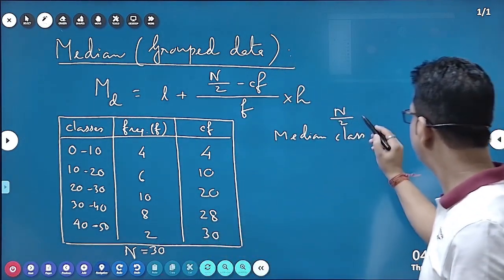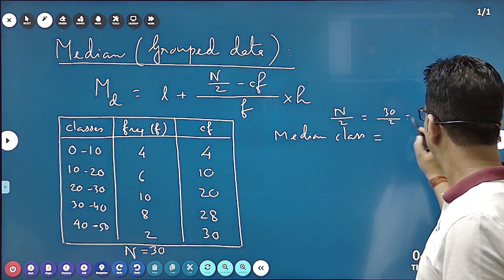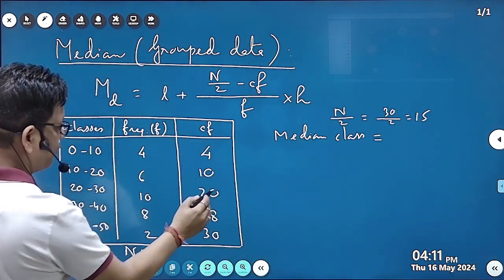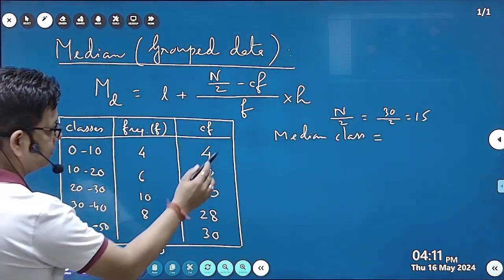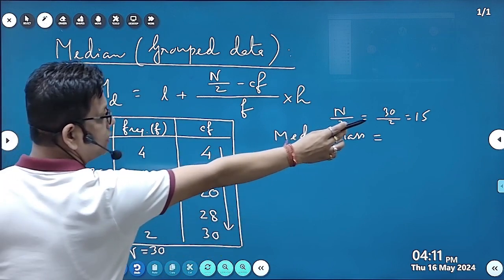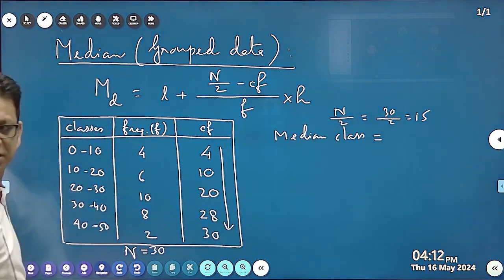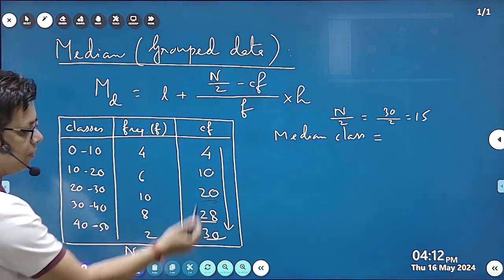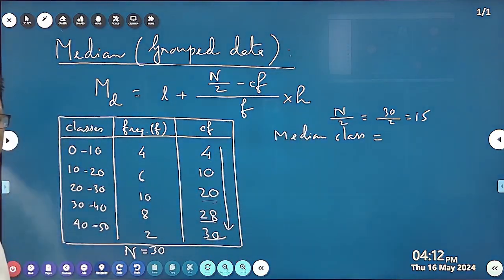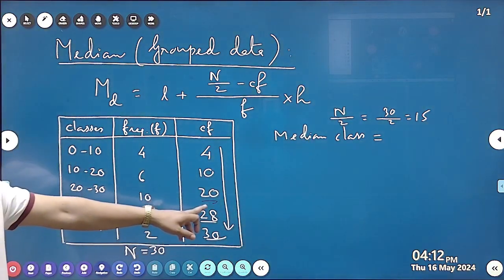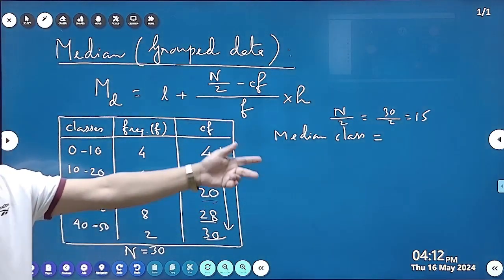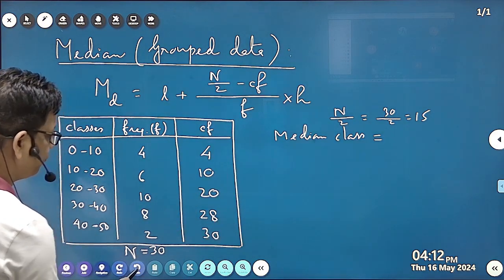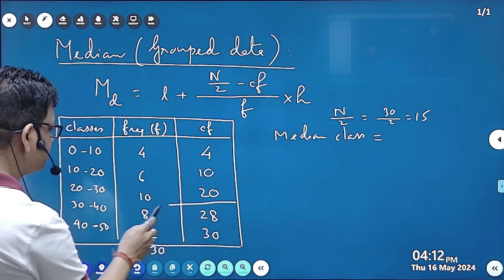So n is 30, so n by 2 will be 30 by 2, how much? 15. Now, be a little bit careful here. In the cumulative frequency column, we take the number which is just greater than 15, and nearest. Here 20, 28, 30 are all greater than 15, but I say just greater, that means very nearest to 15. Which number is that? 20, right? So we found the number 20 and get this class.